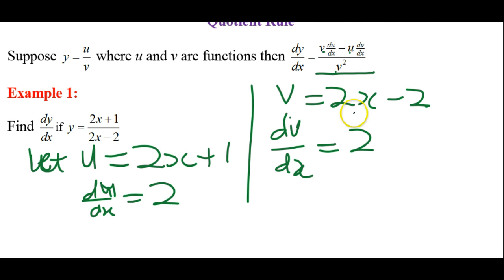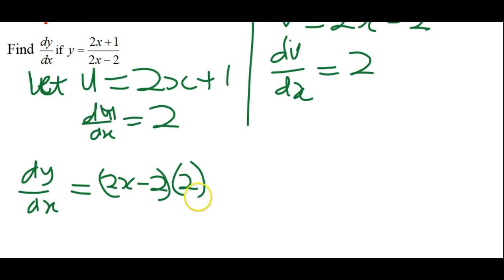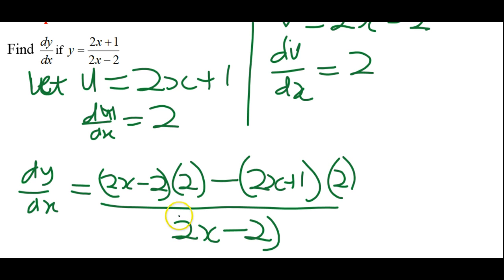And so using that formula, my dy/dx will be equal to, I will hold the v, and the v is 2x minus 2, times the differential of u, which is 2, minus hold the u, and the u is 2x plus 1, times the differential of v, which also gave us 2, all divided by v squared. That will be 2x minus 2 all squared. Then you simplify this to be your answer.